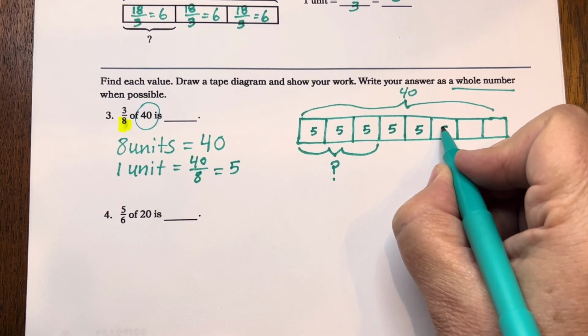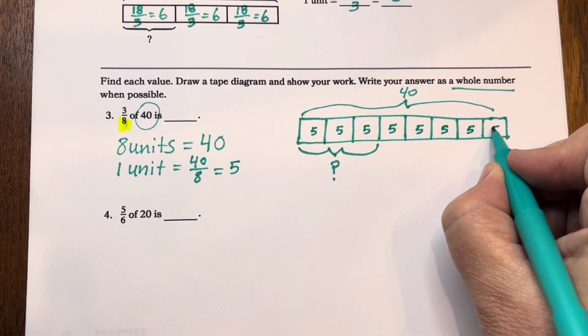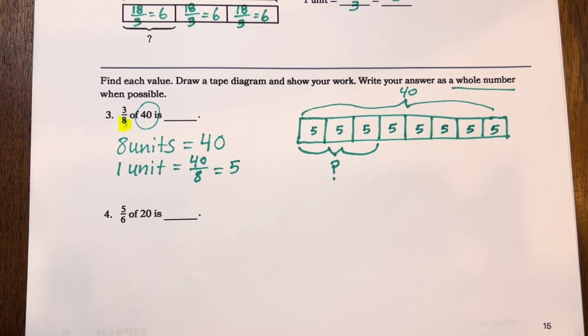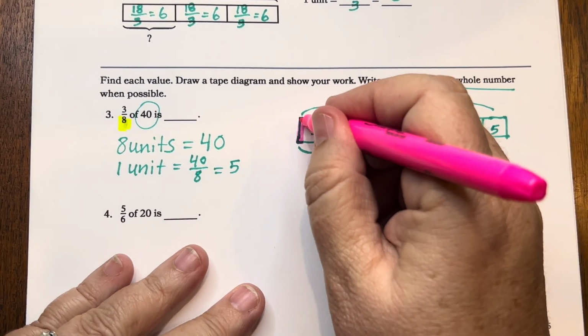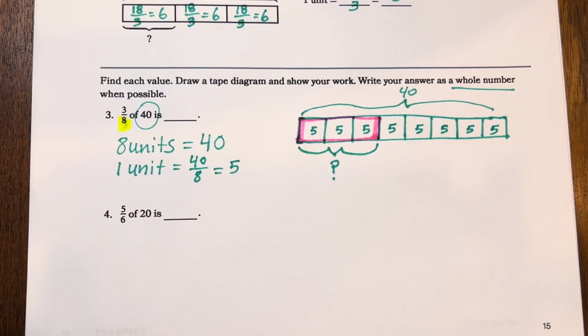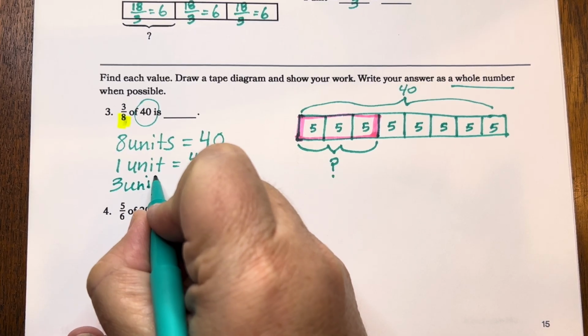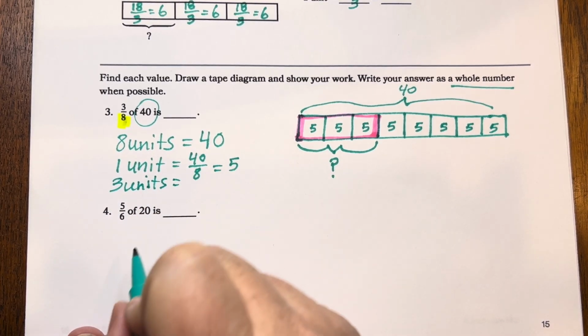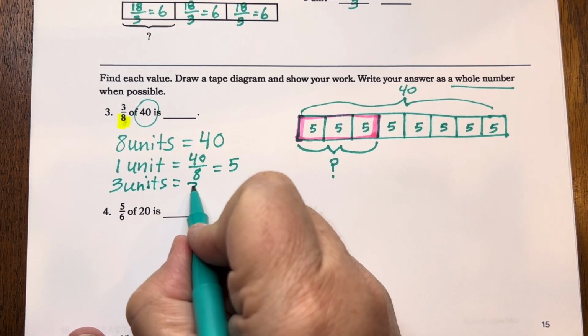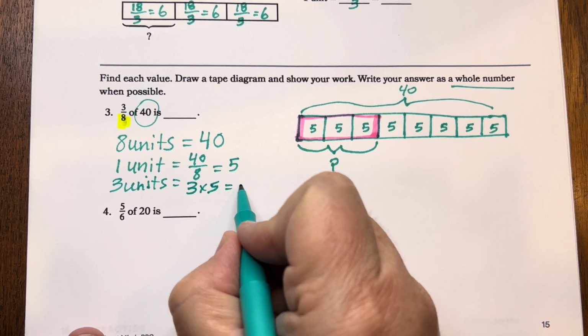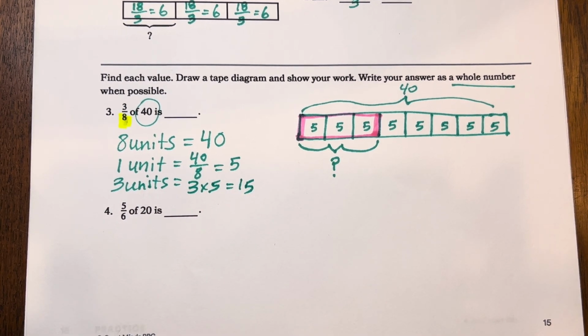Okay, so now we're asking this question. How much are 3/8 of this 40 worth? So we're looking at these 3 pieces. And hopefully you're saying, well, 3 units are equal to 3 times 5, which is 15, okay? So we can see 5, 10, 15, okay? All right, let's do our next one.